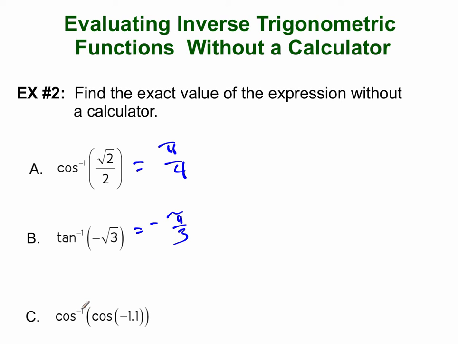I want to take the cosine of an angle, and then I want to take the angle whose cosine is that. Let's think about this. When I take the inverse cosine of the cosine, I'm just going to get the positive argument.